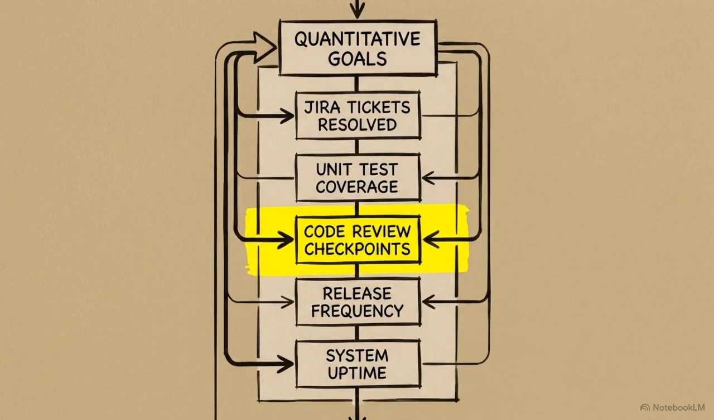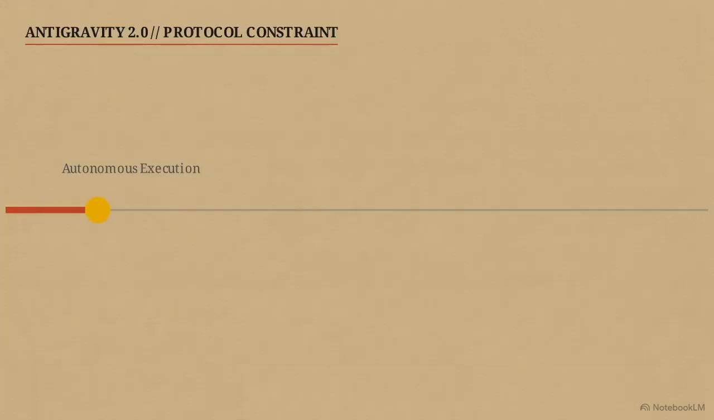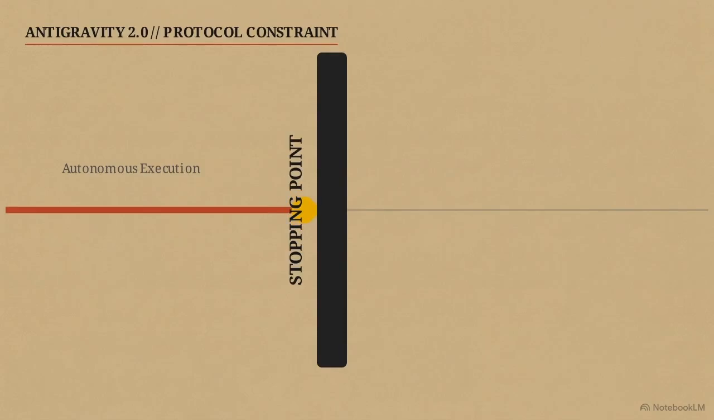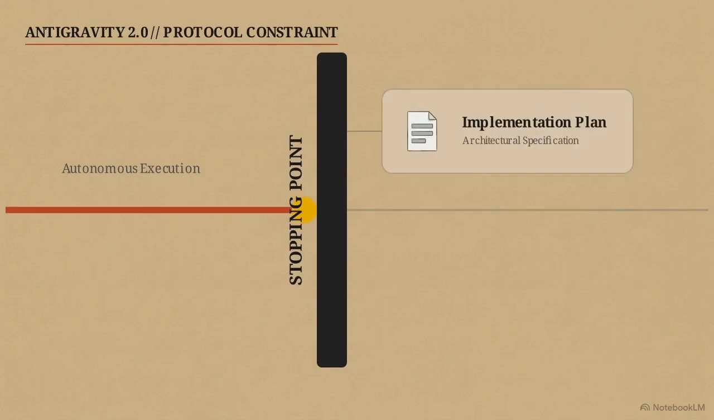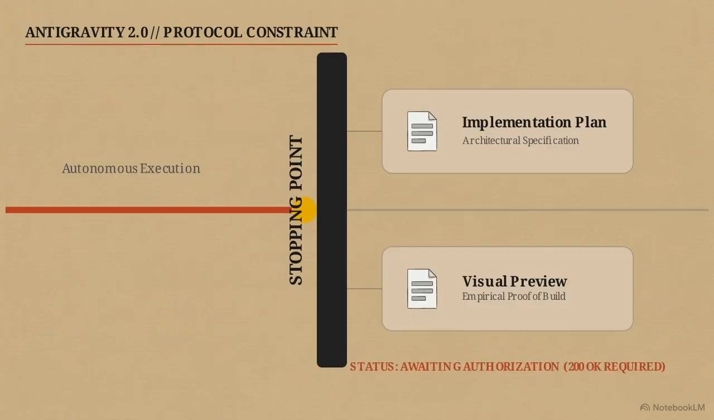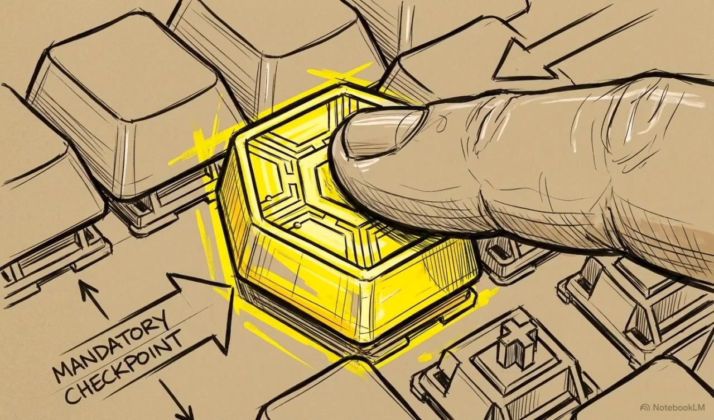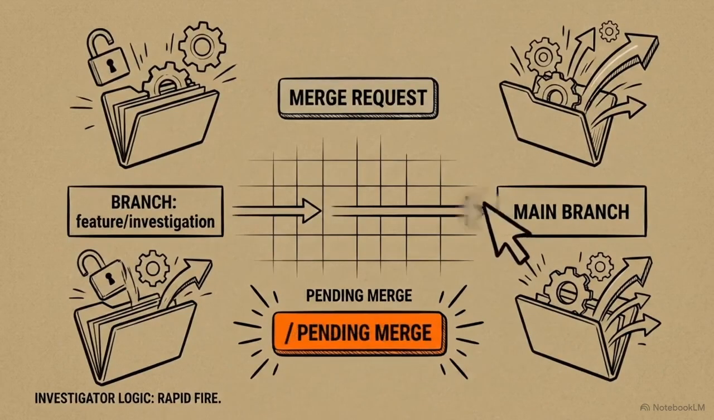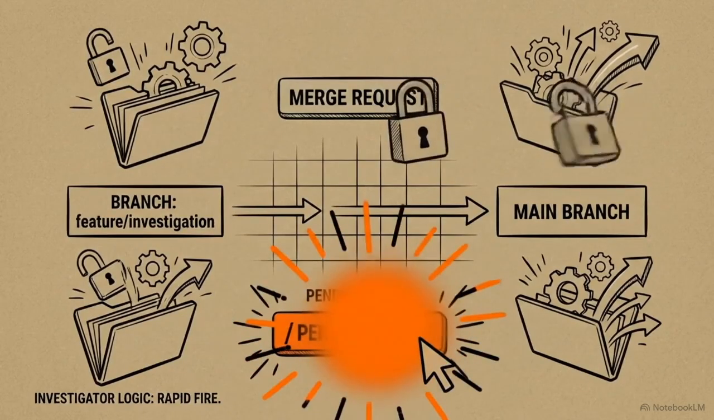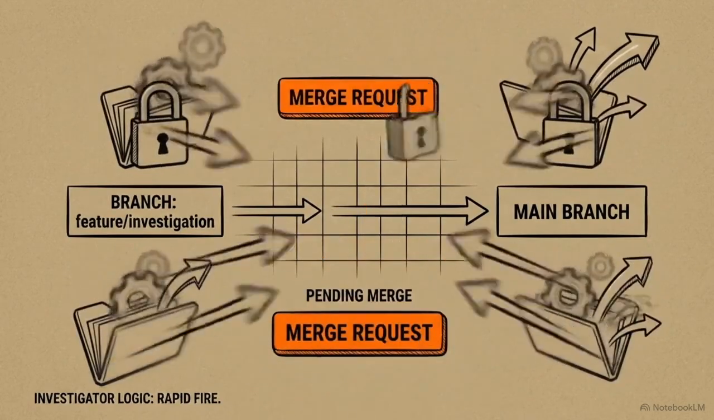We manage these agents through the Professional Artifact Standard. This protocol requires mandatory stopping points. The agent must provide an implementation plan and a visual preview before it is allowed to continue. Execution stops until the developer provides explicit authorization. This manual authorization is a strictly non-negotiable requirement for ensuring both structural quality and maintaining enterprise-level security protocols.